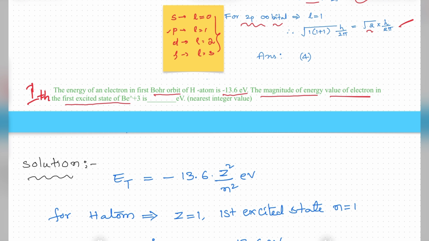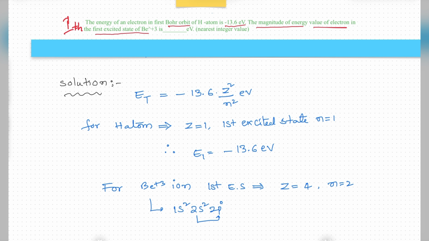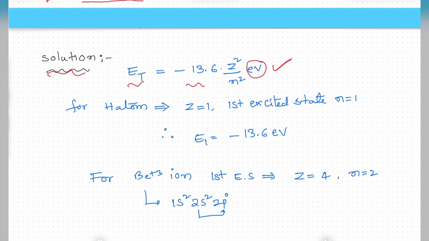Come to the solution. How to calculate for the first excited state of the beryllium plus 3 ion. We know the energy formula, that is minus 13.6 into Z square by n square electron volts, where Z is the atomic number, eV means electron volts, and n means principal quantum number. For a hydrogen atom, Z is equal to 1, and in the first state, n is equal to 1.